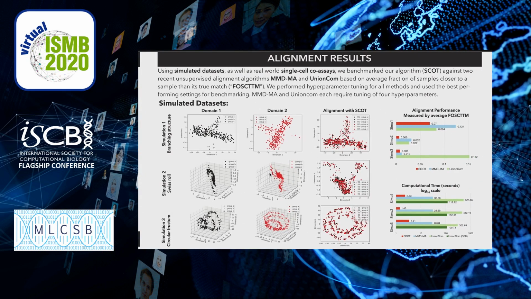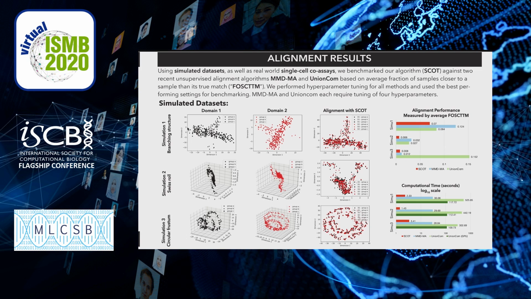We applied our method to simulated datasets and real-world co-assays where we had some ground truth on cell-to-cell correspondences to analyze the quality of alignment. We benchmarked our performance against 2 unsupervised algorithms in the field, MMD-MA and UnionCom. UnionCom is also being presented at ISMB. We performed hyperparameter tuning for all the methods and compared the alignment accuracies based on the average fraction of samples that are aligned closer to a sample than that sample's true match. So lower values of this metric are better.